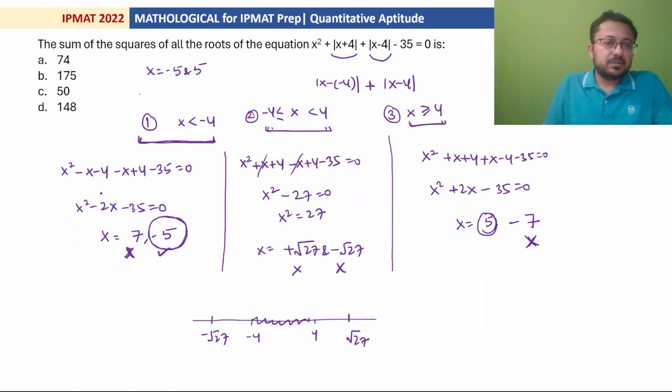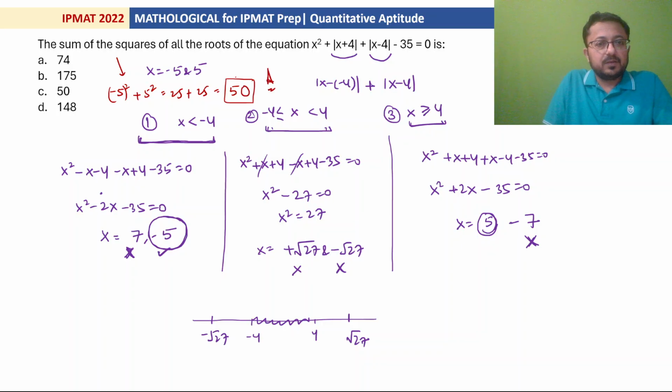These are the solutions. बस हमें चाहिए sum of the squares of the roots, and hence answer will be sum of squares क्या आ जाएगा? (-5) square plus 5 square. So 25 plus 25 is equal to 50. So answer in this case will be equal to 50. Option C. Okay.